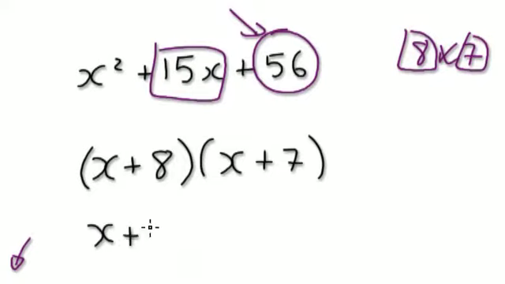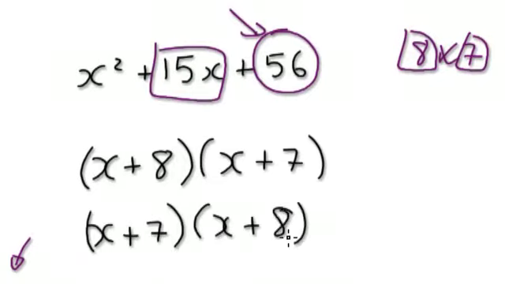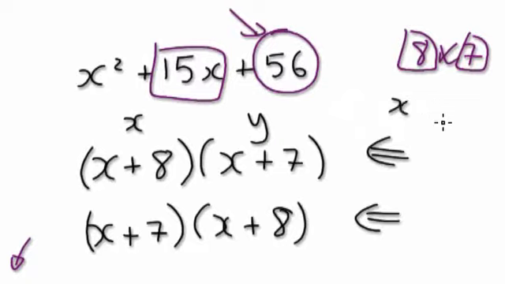Or you can write x plus 7 and then plus 8. These two are pretty much the same. You could write this or you could write this. It's just like me saying this is x, this is y: xy is the same as yx. So any of these two would do.